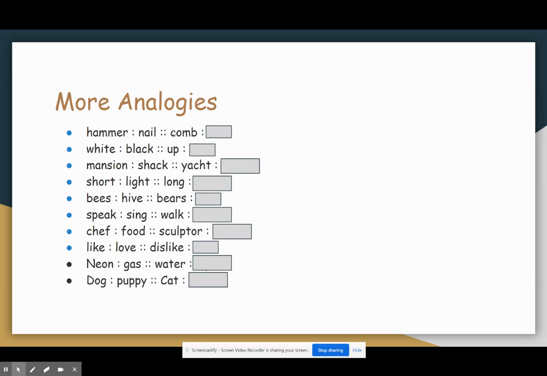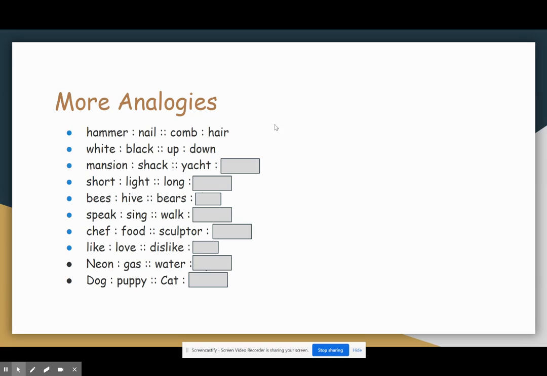So a comb, I have to look at as a tool. Well, what do we use a comb on? I'm thinking hair. So if I had to guess, I would say hammer is to nail as comb is to hair. And if you notice, that is correct. Now I gave up the next one, but I think it was pretty obvious. So I'm just going to keep going.